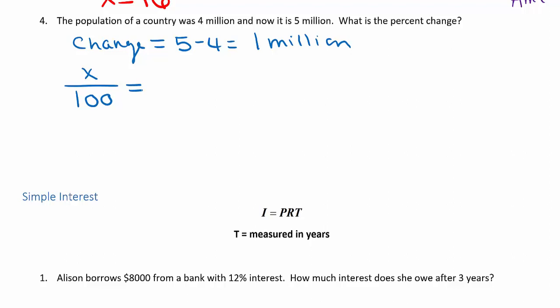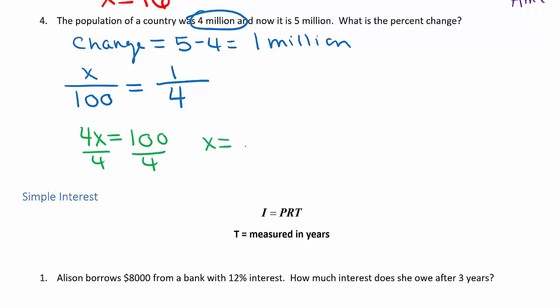I'm solving for percent, so x goes over the 100. The change is always the part, and the total is that starting value, the 4 million. So I can set the cross products equal to each other. 4x is 100, divide by 4, and I get x equal 25. So this population went up by 25%.